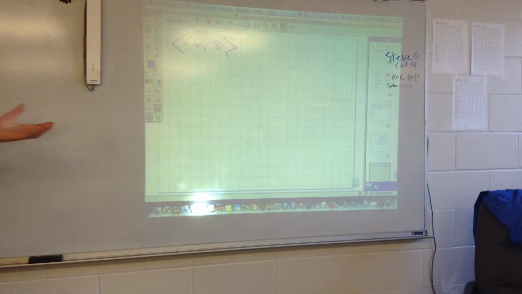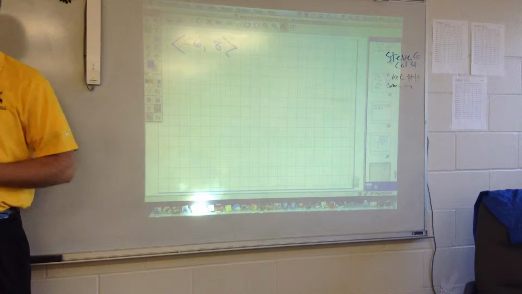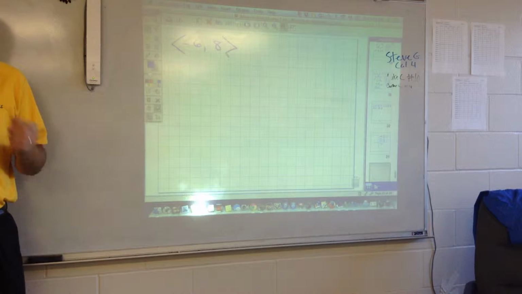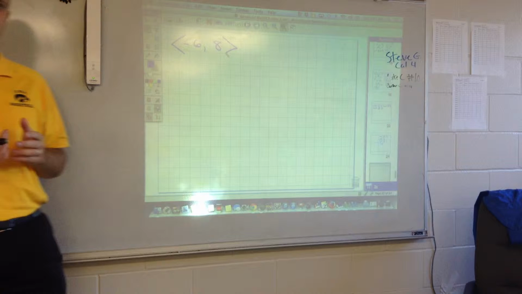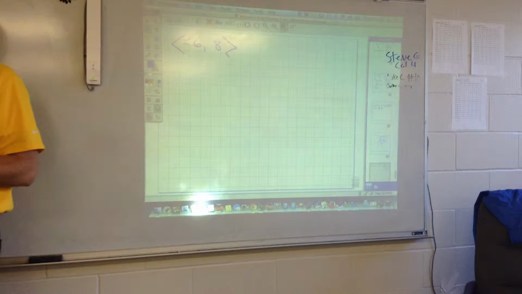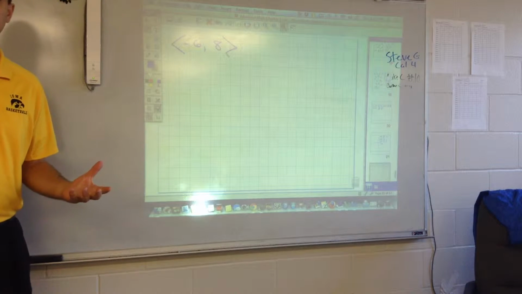You can draw this vector however you want. You don't need to draw it to scale. You don't need to get out graph paper and make sure it's going -6 in the x direction, 8 in the y direction. You can just label your picture correctly.